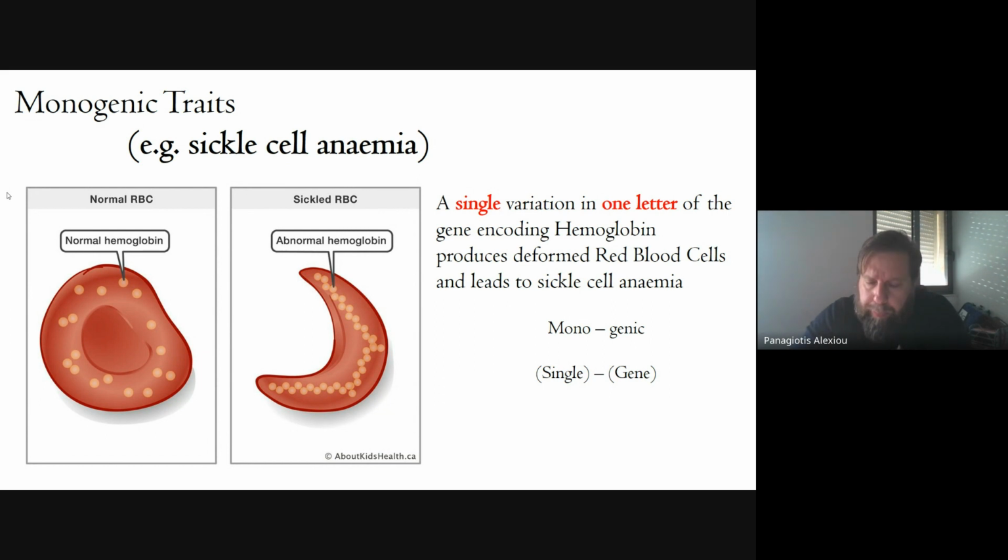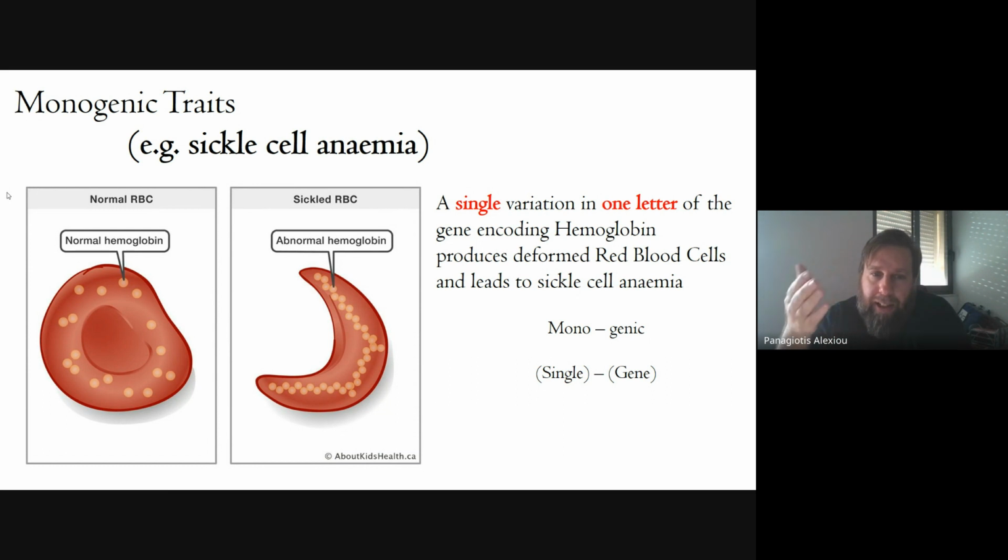So, for example, in the disease called sickle cell anemia, a single variation in one letter of the gene that includes hemoglobin, that's a protein that's found in red blood cells, it can produce red blood cells that take this characteristic shape, and they're not as efficient in carrying oxygen through the bloodstream, leading to disease. So monogenic means a single gene is affected. A single gene being affected is enough to lead to this disease.